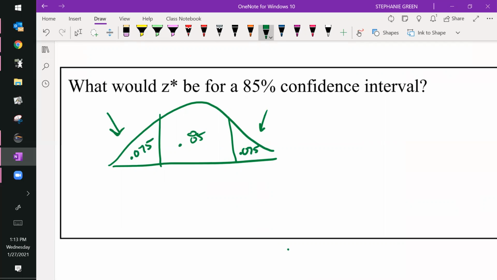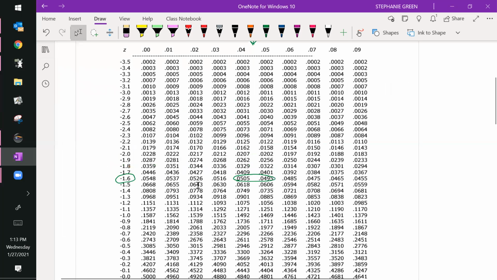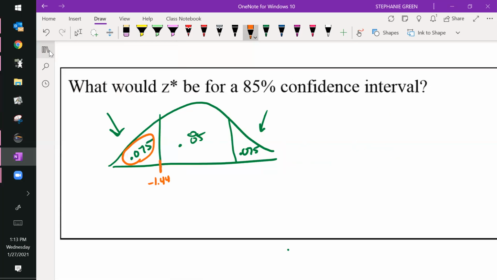So I can quickly go into my table and look up where the area is going to be 0.075. Right here, looks really close. That is negative 1.44. Negative 1.44 is that Z star, which means a positive Z star should just be the positive version of that, positive 1.44.